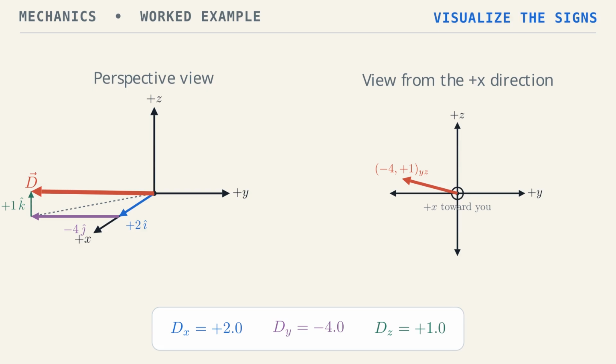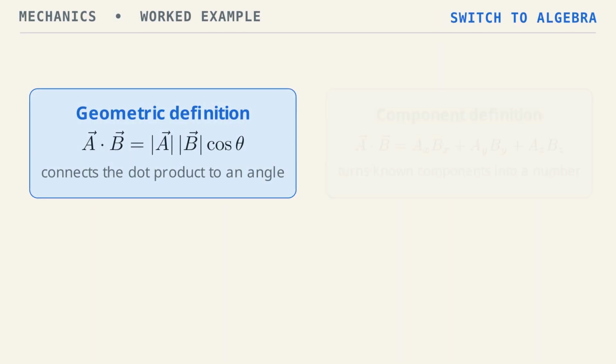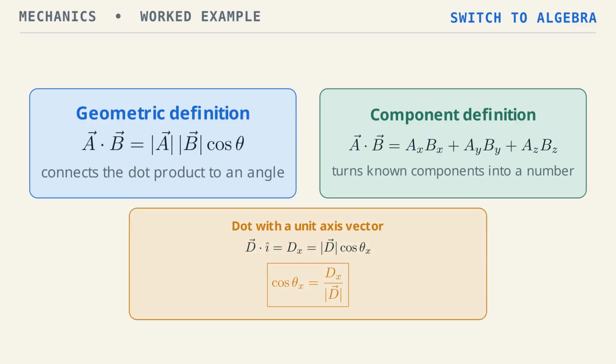d has a positive x component, a negative y component, and a positive z component. In the perspective view, the dashed path shows those component moves. Looking from the positive x direction collapses the x component, leaving a projection that points toward negative y and positive z. These views help us predict that the y-axis angle should be obtuse, while the x and z-axis angles should be acute. The dot product provides the algebraic shortcut.